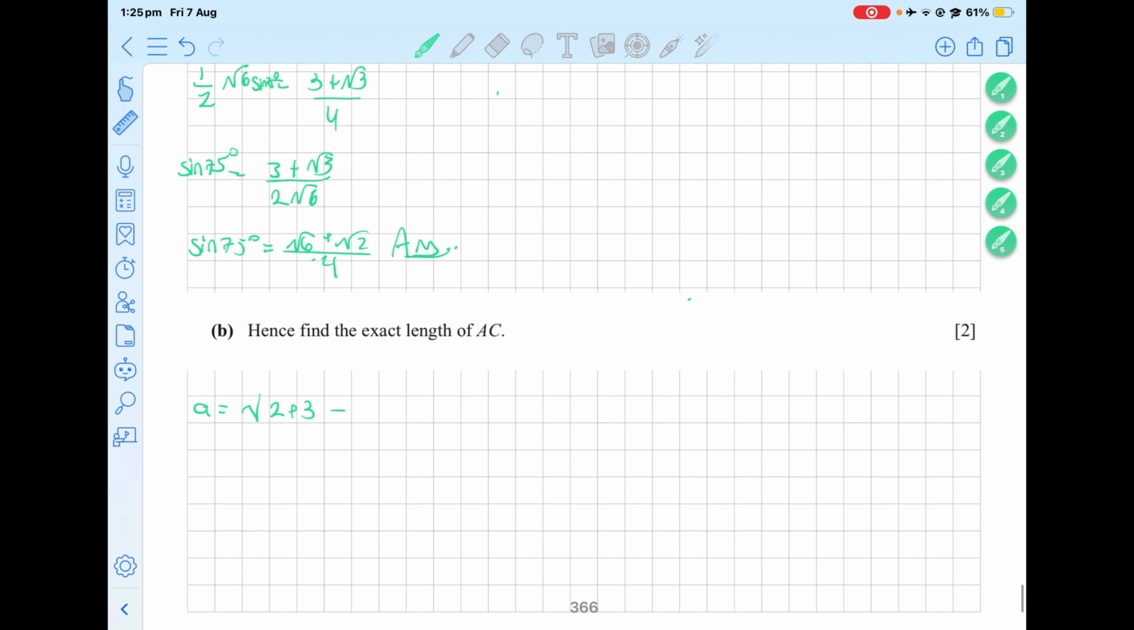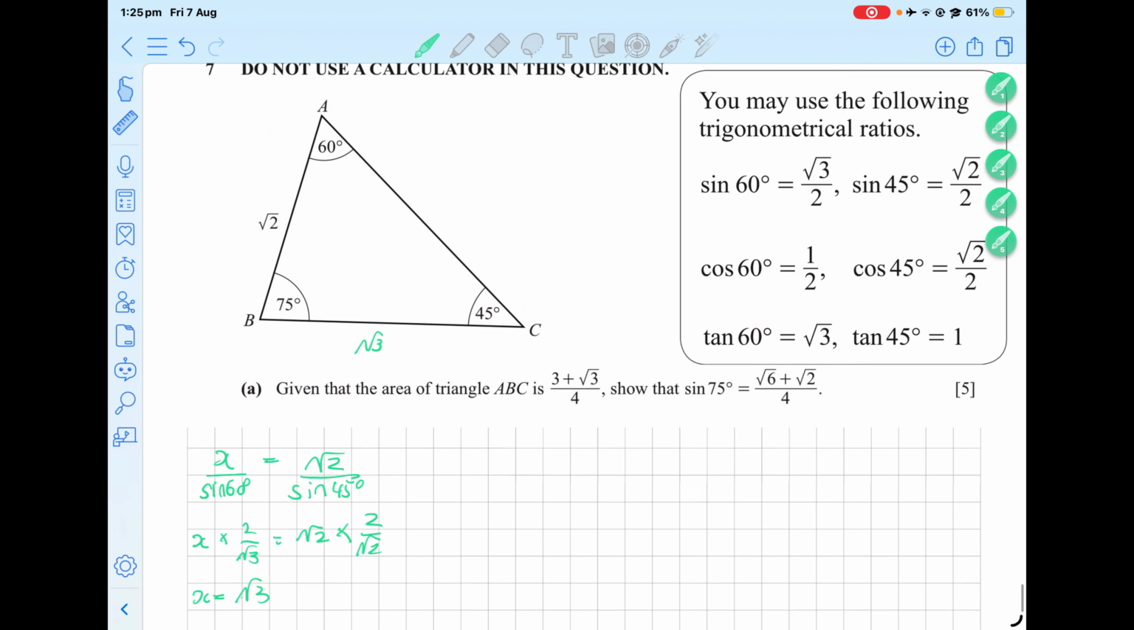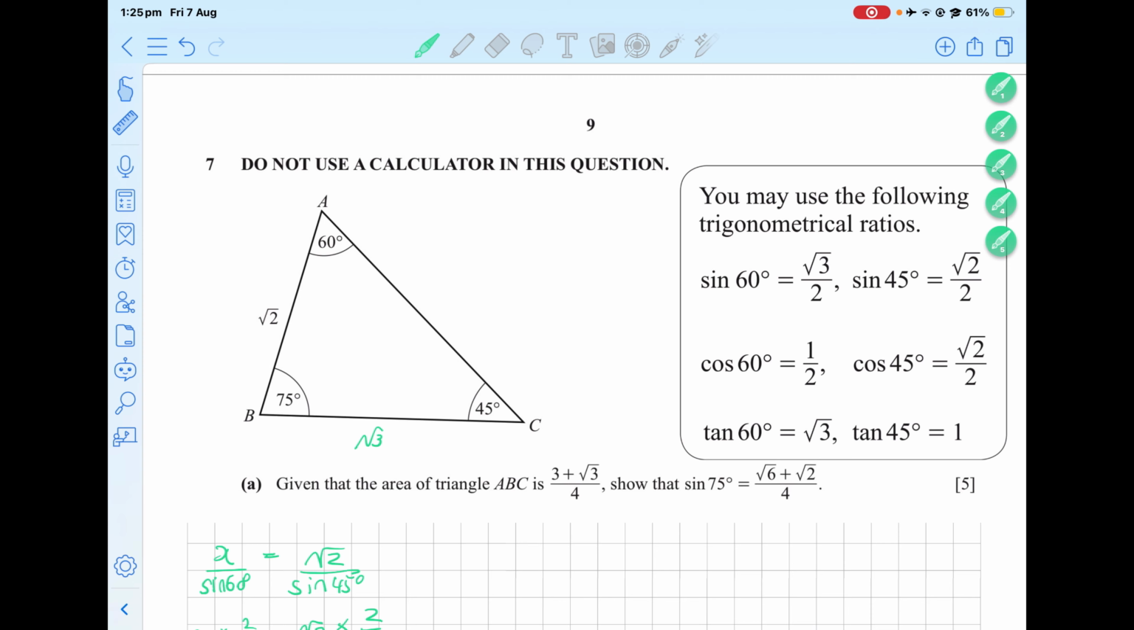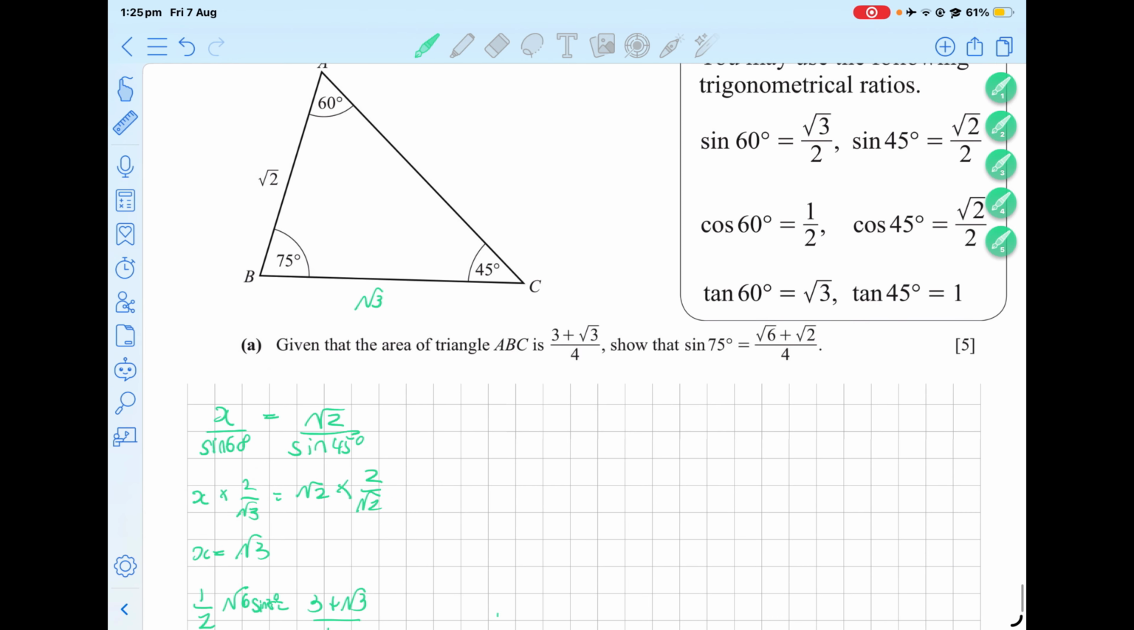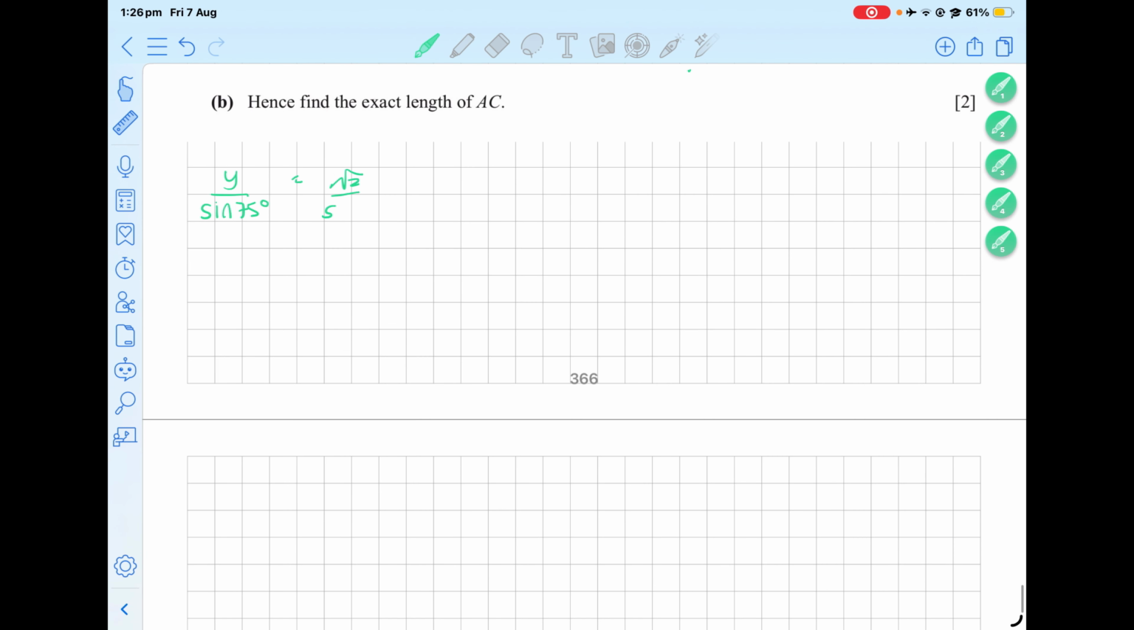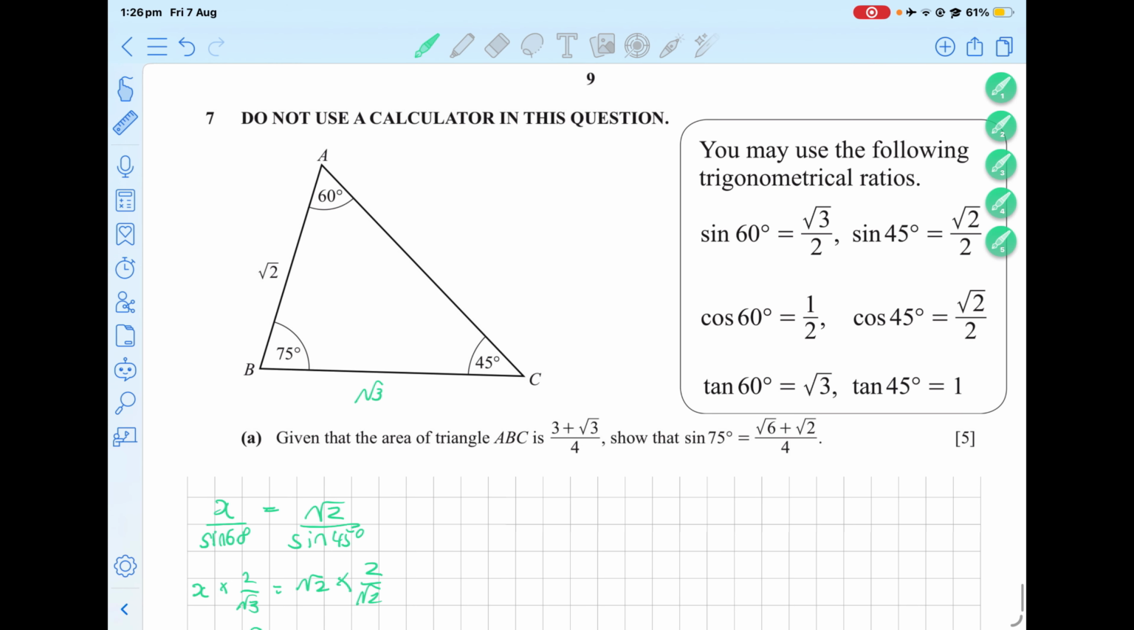Oh, sine rule, little sine rule. So y over sine 75 equals root 2 over sine 45. So you can find what AC is just from the above, right? So let's do this. So this is root 6 plus root 2 over 2. By the way, you could find AC in the first part, and then you could solve that accordingly for part A. So yeah.